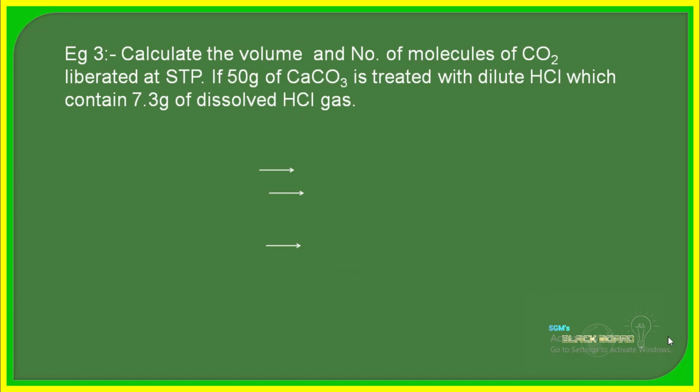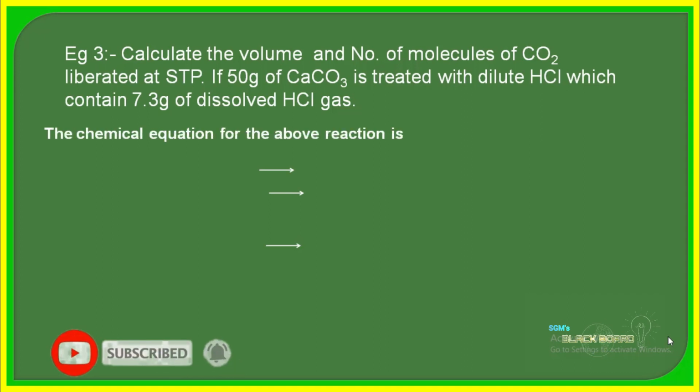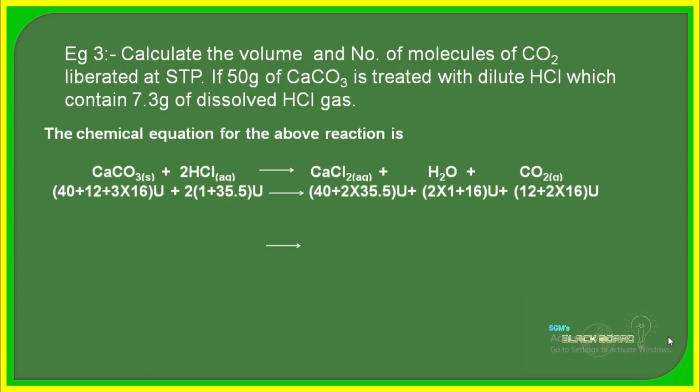Let us see one more example. Calculate the volume and number of moles, number of molecules of carbon dioxide liberated at STP if 50 grams of calcium carbonate is treated with dilute hydrochloric acid which contains 7.3 grams of dissolved HCl. As usual, we first write the balanced chemical equation: CaCO3 plus 2HCl gives CaCl2 plus H2O plus CO2.